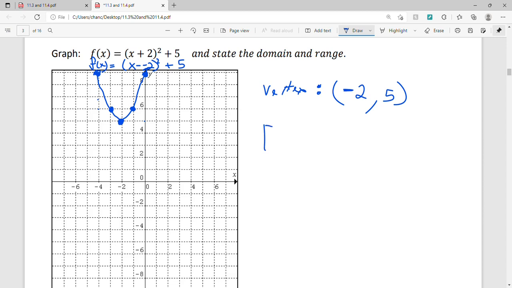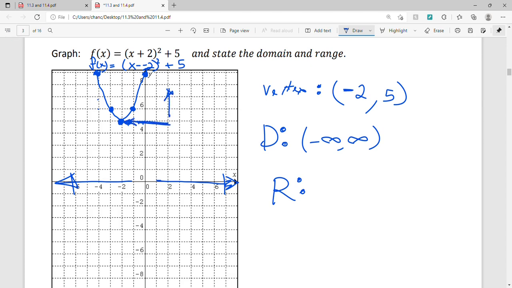The domain for our parabola is always the same, negative infinity to infinity, because it goes forever to the left, it goes forever to the right. The range, however, only goes down to a positive 4, but it goes up forever. So it's square bracket, positive 4, all the way to infinity. Look at the picture and you'll be able to figure out that range.